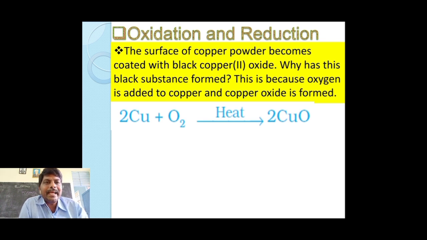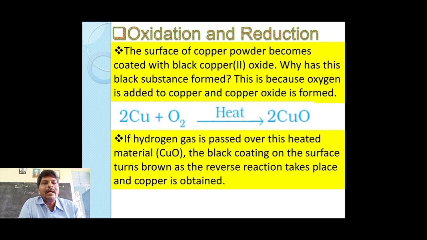You can see the reaction here: 2Cu plus O2 gives 2CuO. Here oxygen is added to copper. So this process is called oxidation, because oxygen is added. The addition of oxygen you can call oxidation.